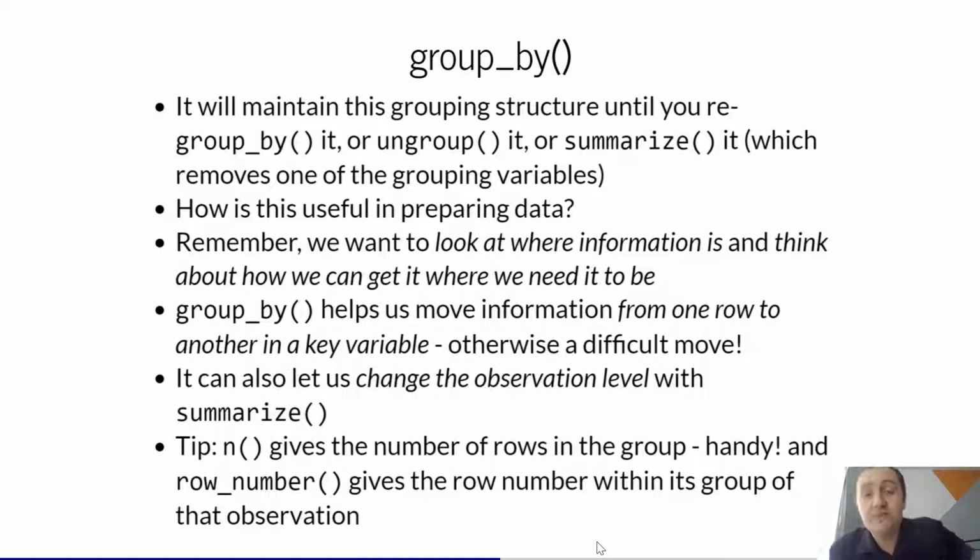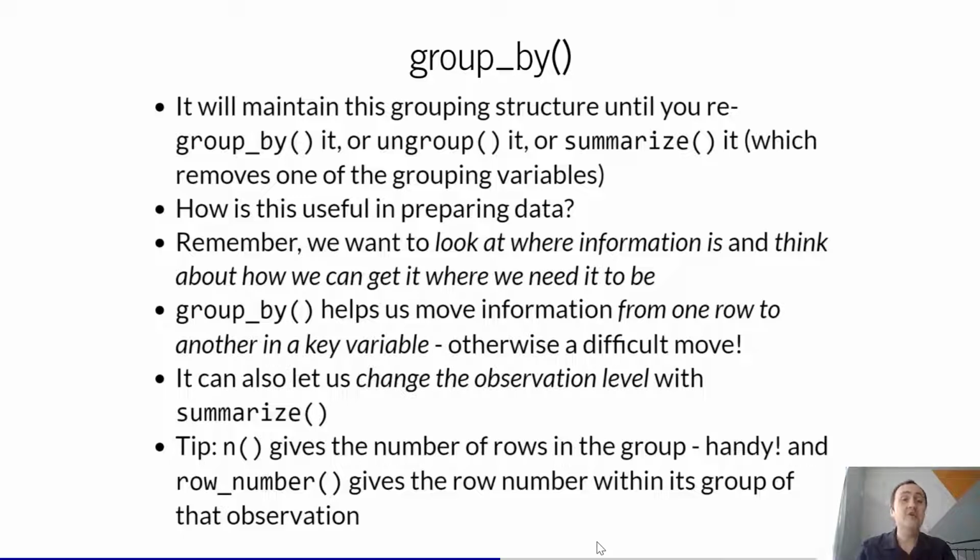So remember, our goal is to look at where information is and think about where we want it to go. Group by is a very good way of making sure that if we want to do some sort of adjustment, but only want to do it separately for each individual group, then it allows us to do that. So we can do stuff like calculate averages by group. Or I mentioned before, you can use lag to look at one row above to see how things have changed since yesterday. But what if I want to make sure that you're only comparing to yourself yesterday and not to somebody else yesterday? Well, I can use group by to make sure that I'm only looking at yourself. So group by helps move information from one row to another in a key variable.